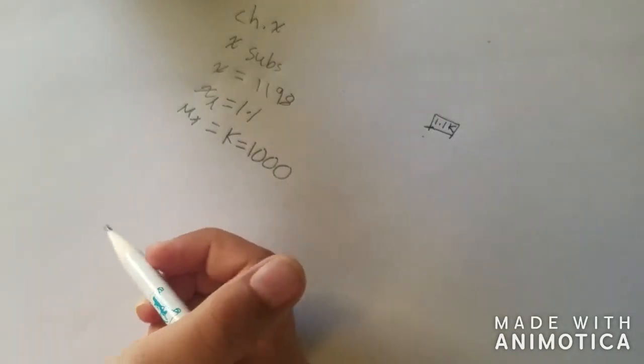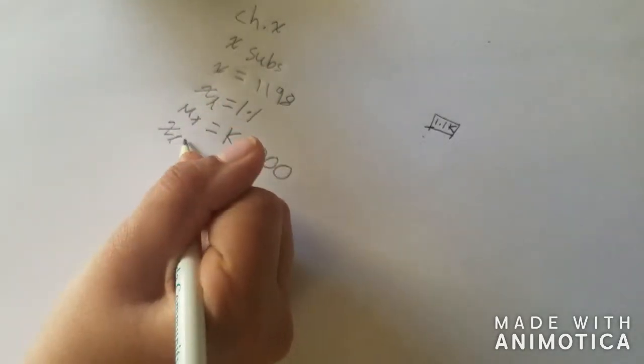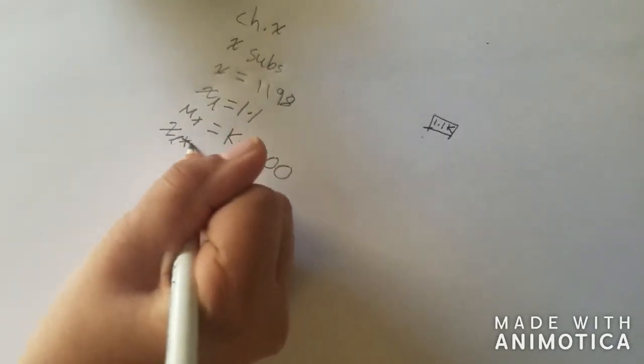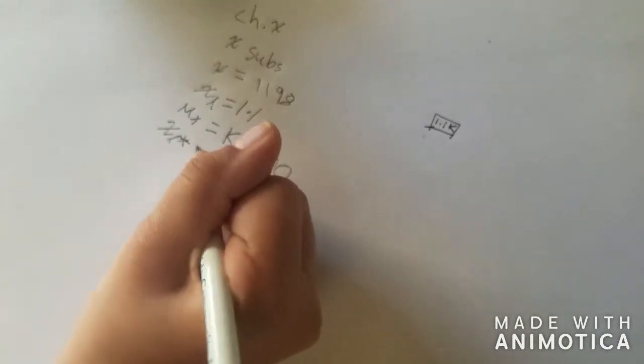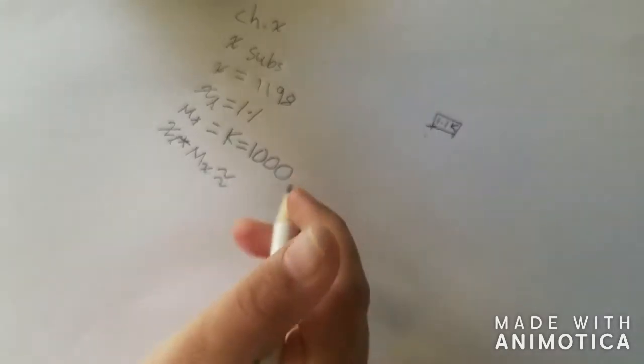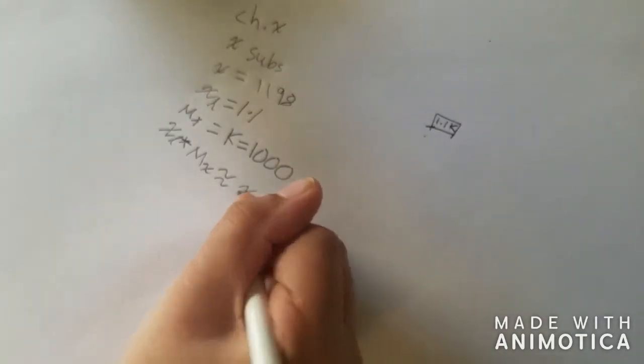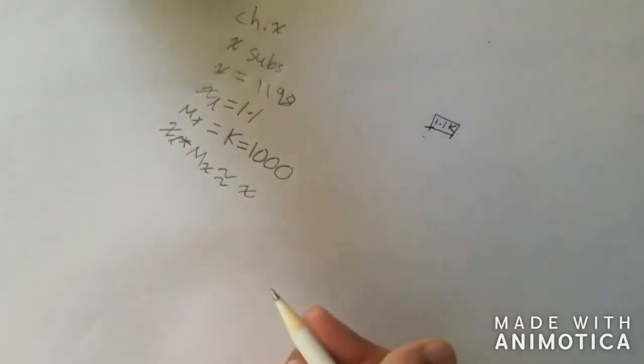Okay, yeah. So we have XL times MX is really close to the subscriber count X.